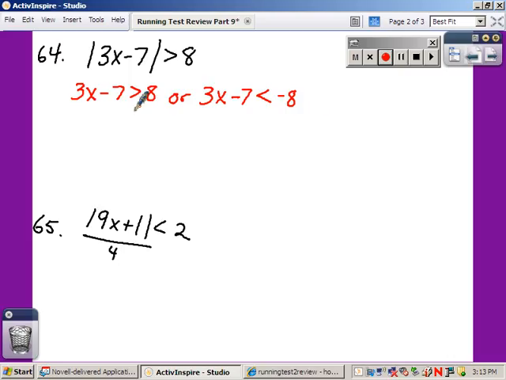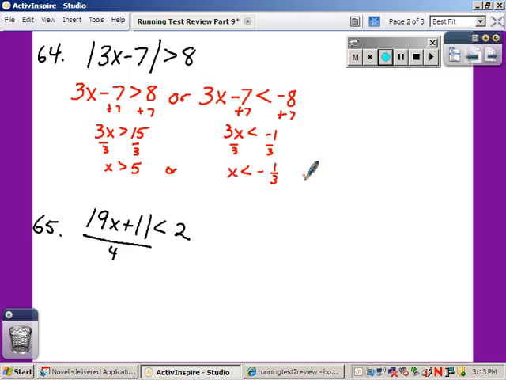But now I'm going to solve these as if they were equations, more or less. So I'll add 7. And divide by 3. I end up with x is greater than 5. Or, on the other side, I'm going to also add 7, but I'll end up with a different answer because the number started as negative. Divide by 3, I get x is less than negative 1/3. It's okay to have a fraction as an answer. When these problems are more complicated, it occasionally happens.